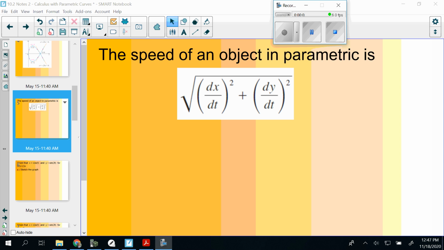All right, if you want to find the speed of an object in parametric form, it's the square root of (dx/dt) squared plus (dy/dt) squared. That's going to come up in some problems, including the one we're about to look at here.